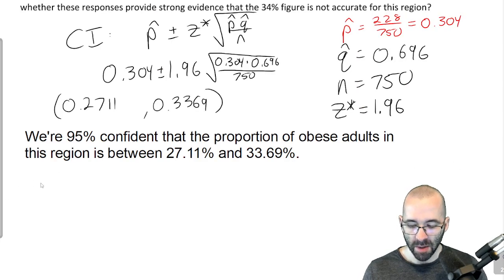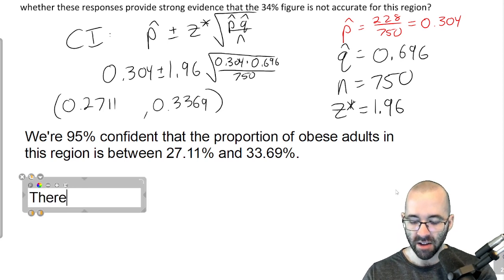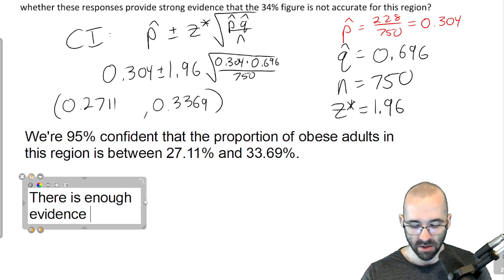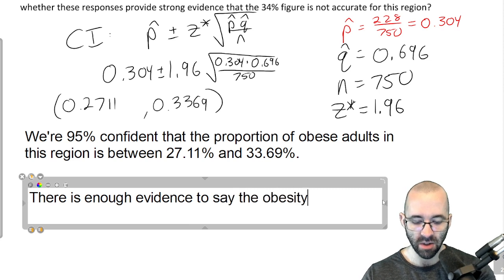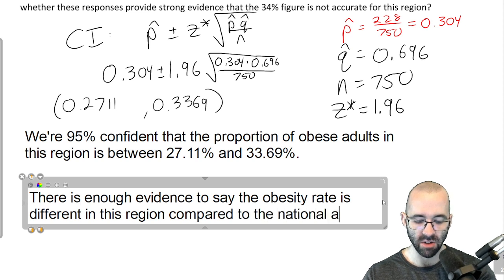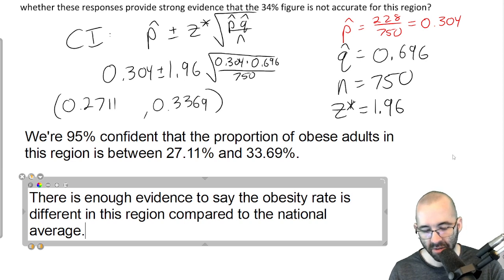You could go through the steps, create your null and alternative hypotheses and so on. And once you do that, you're going to say there is enough evidence to reject the null. There is enough evidence to say the obesity rate is different in this county or region compared to the national average. So that's how we can use confidence intervals for this.